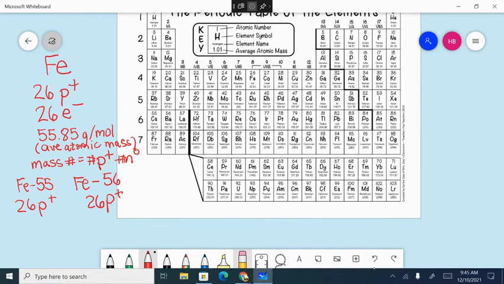So this particular iron with a mass of 55 would have 29 neutrons. Because when you add them up, it has to equal the mass number. This particular iron has 30 neutrons to add up to 56. Does anybody remember what is it called when you have two atoms that have the same number of protons? They are the same atom, but they have a different mass. Those are isotopes of each other. So atoms that have the same number of protons but a different number of neutrons are called isotopes.